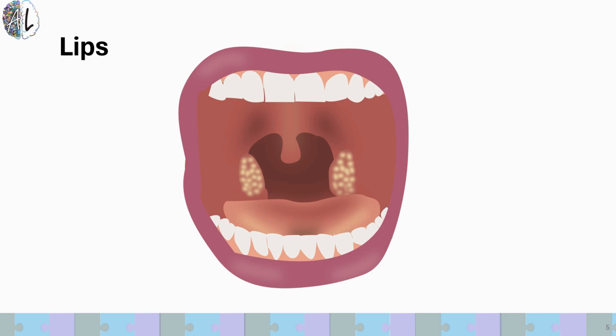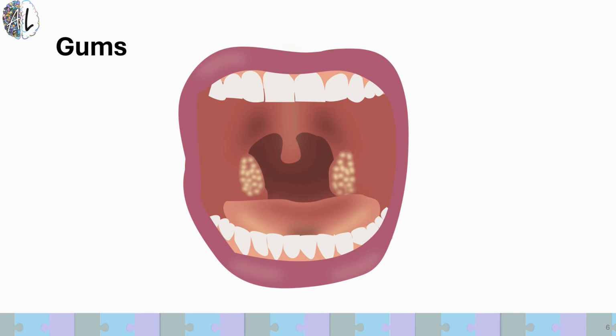Next, let's take a look at the lips. The first medical term that refers to the lips is cheilo. An alternate to this would be labio. For our purposes today, you're going to be looking at both of these terms that refer to the lips of the mouth.